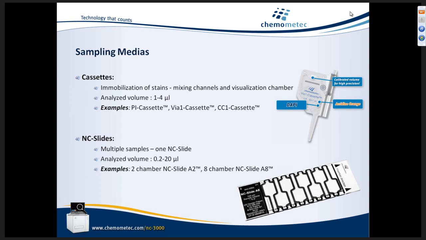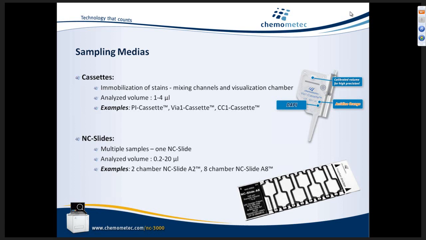On top of that, we have our NC slides for multi-samples. So there are 2 types of slides. There's the A2 and A8 slides, and here is an example of an A8 slide. In these you can analyze multiple samples, both for counting but also all our analytical assays, the fixed analytical assays, apoptosis assays, and so on, and the FlexiSite assays.